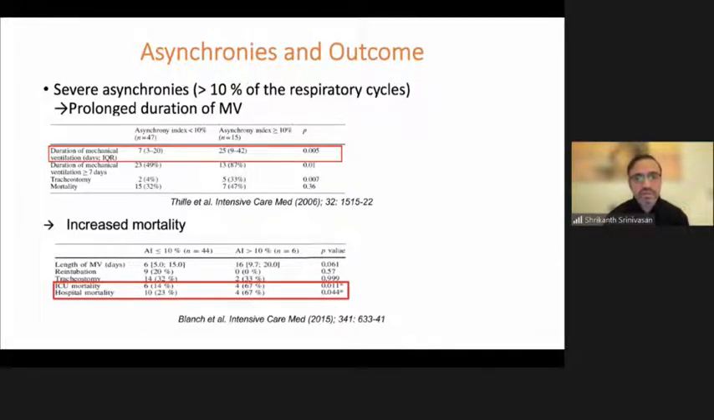And we know that increasing length of mechanical ventilation by itself is associated with increasing morbidity and, to some extent, increasing mortality. And truly, it also increases mortality. With asynchrony index less than 10%, the mortality is lower as compared to that more than 10%. And this is also statistically significant.